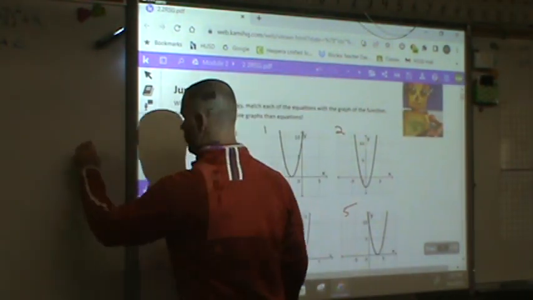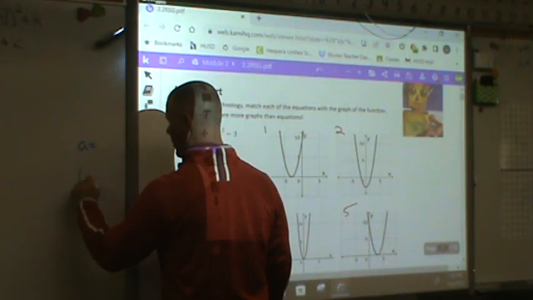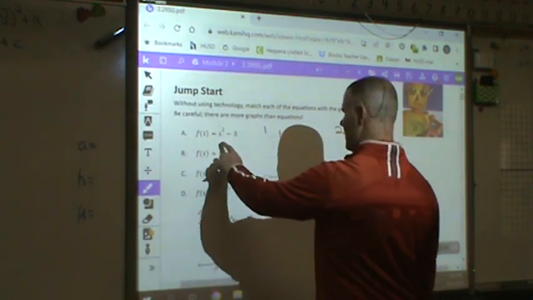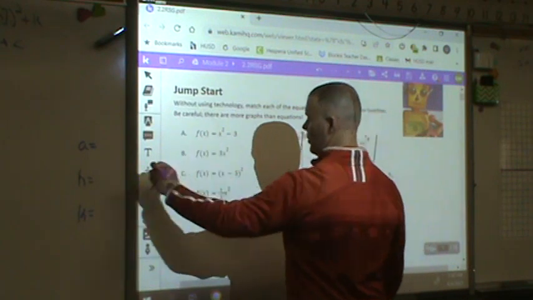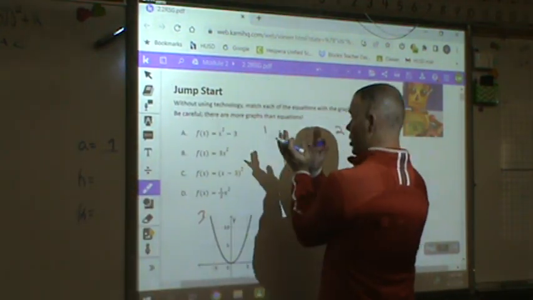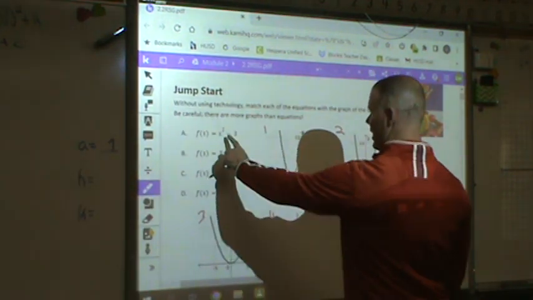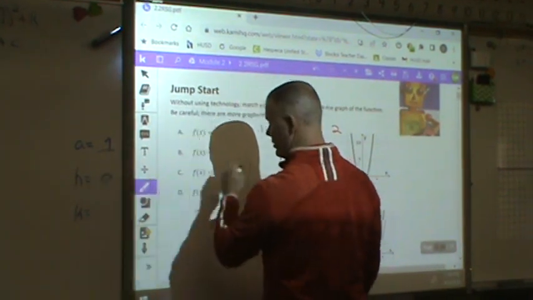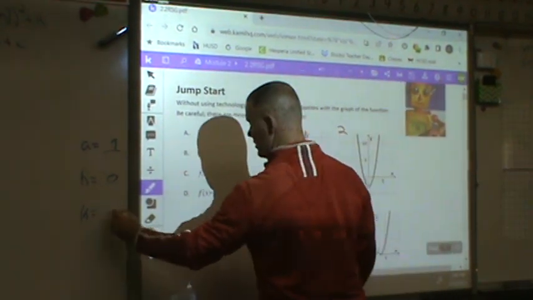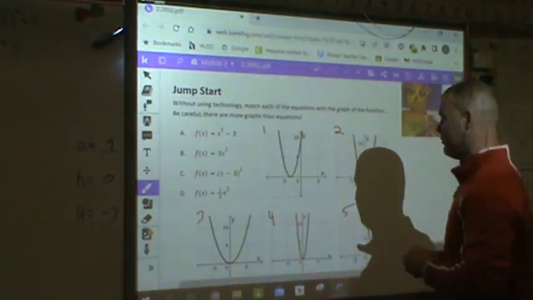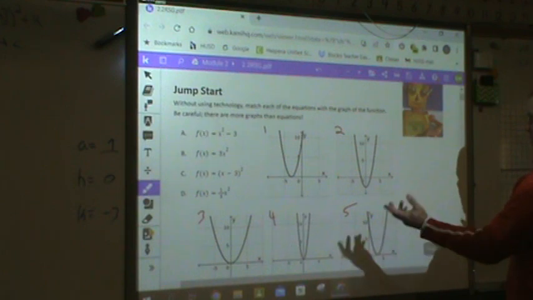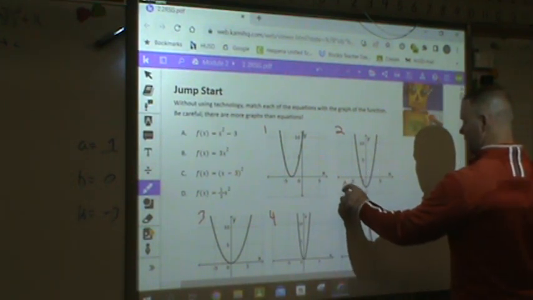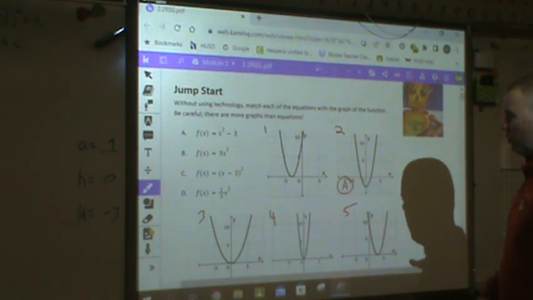With A, we needed to identify what is A, what is H, and what is K. The A value of the first problem is 1, so that means no stretch or shrink. The H value, well, there are no parentheses, so there is no horizontal movement, so that is 0. And then the K value is -3. So that tells me my vertex is at (0, -3). Find the one that says (0, -3). No, no, no, no, no. So this is going to be A right here, and that's what we went through.